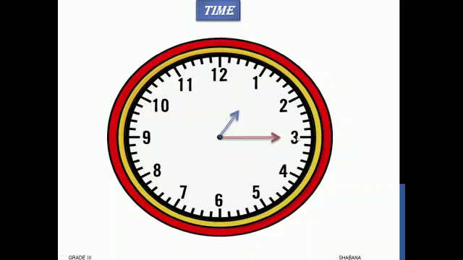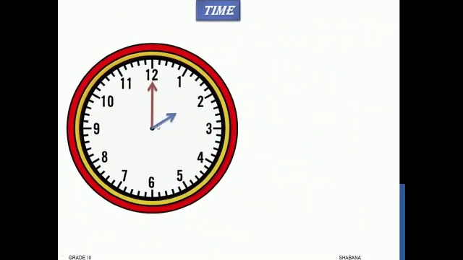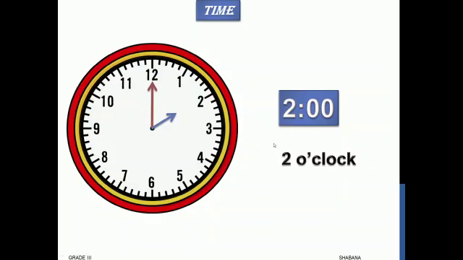And this is the long hand which shows us minutes, and it takes 5 minutes to go from one number to the next number and it takes around 60 minutes or 1 hour to go around the clock face once. So the short hand shows 2 and the long hand shows 12. So we'll read the time as 2 o'clock and we can write the time as 2:00. So this colon separates hour and minutes. So we can write the time as 2 o'clock.